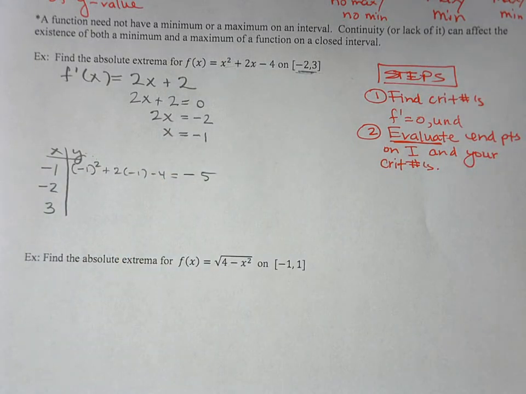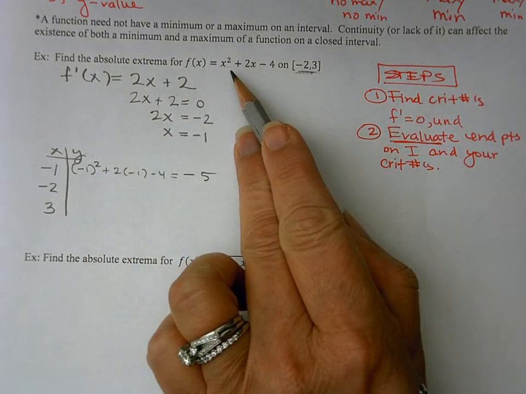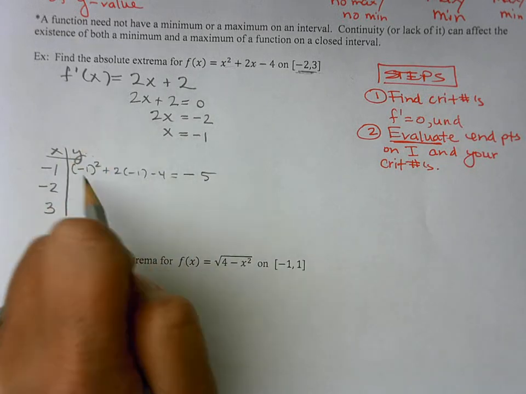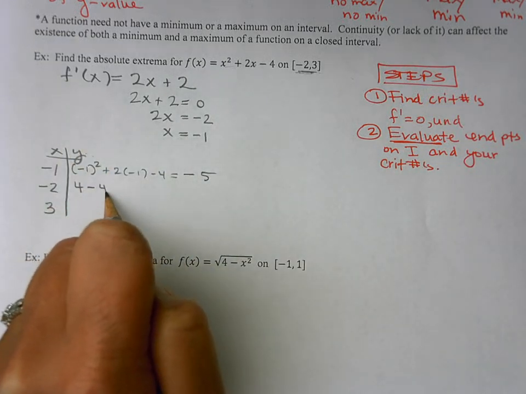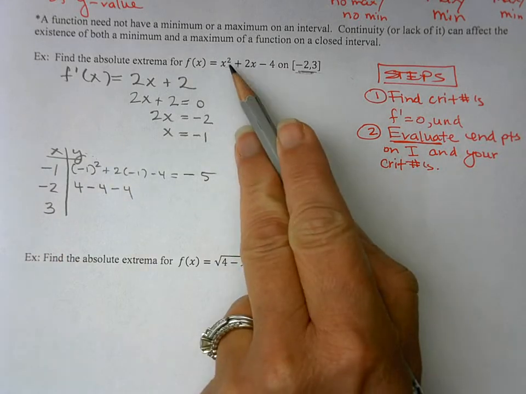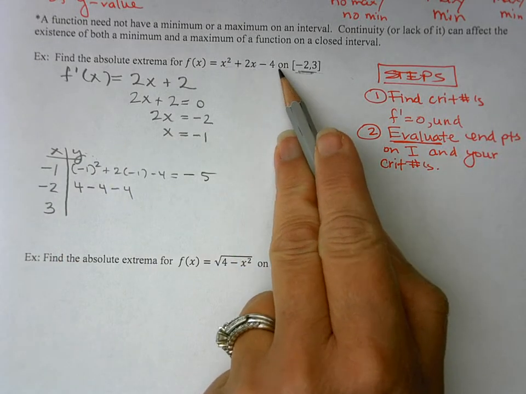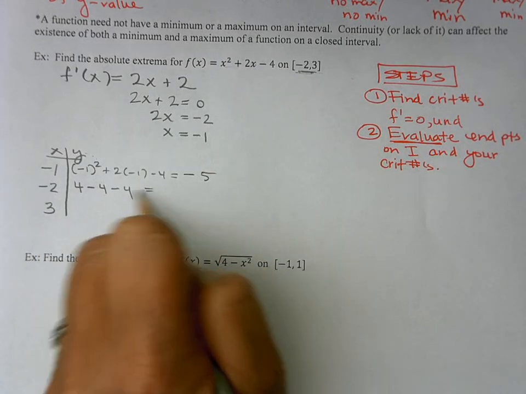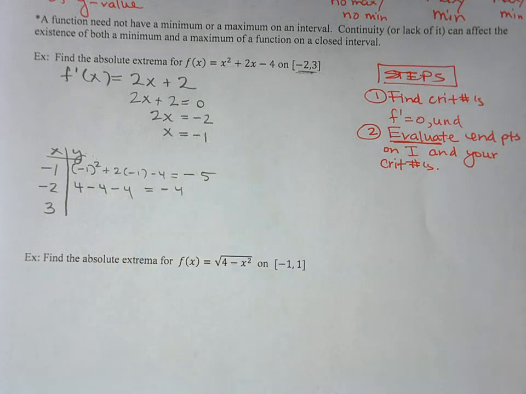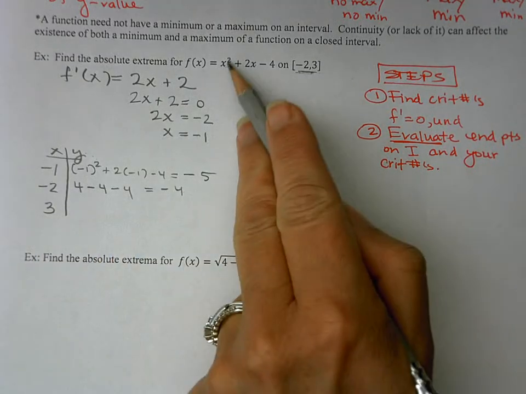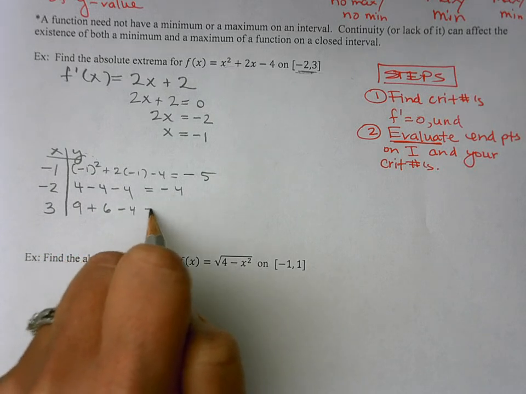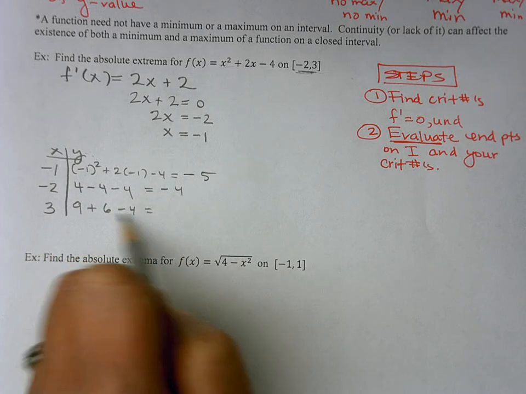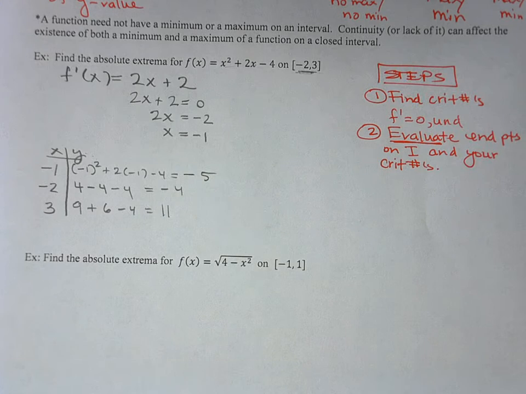And then I'm going to do the same thing again. I'm going to substitute in -2, and again I'm going to do some mental math here. So -2 squared is 4. 2 times -2 is -4, and then minus 4. So that would be 4 minus 4 minus 4, and then that would give me 0 minus 4 or -4. And then one more, evaluate 3. So 3 squared is 9. 2 times 3 is 6, and then minus 4. So that would be 9 and 2, so 11. So that would be 11.